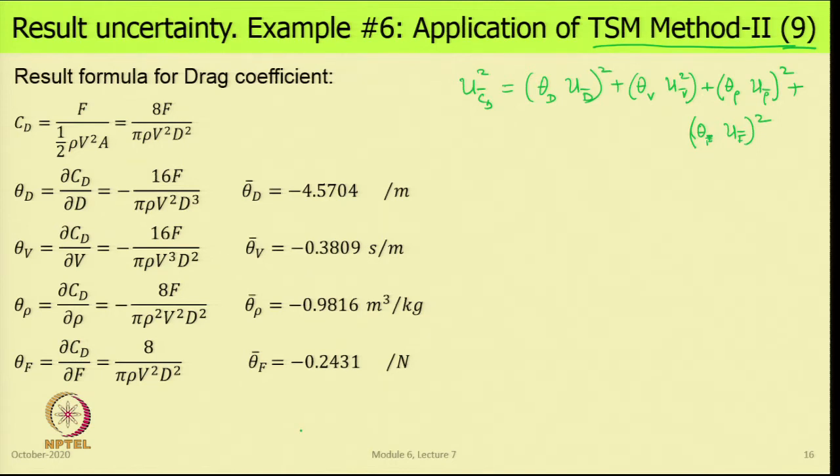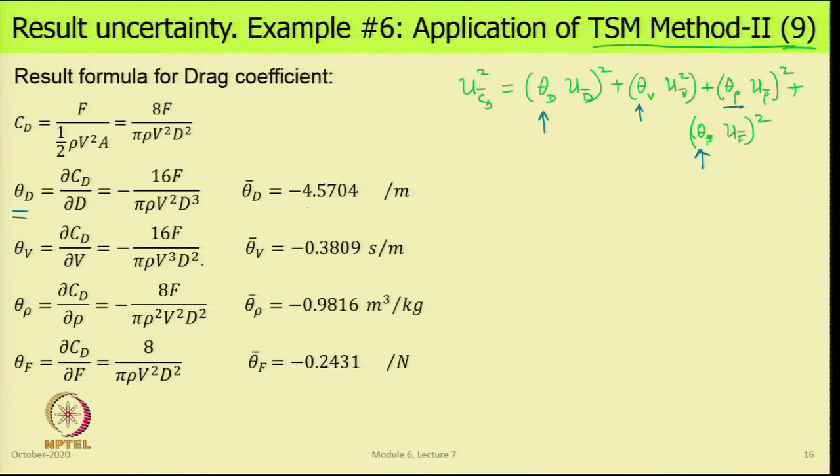So, that is the formula that we will ultimately use, but before that what we need to do is calculate all these sensitivity coefficients, and that is what we have done here. We start with theta d, dC_d by dd, we differentiate it, we put all the values at the nominal values. So, theta d bar, which is the nominal value of the sensitivity coefficient, is this much.